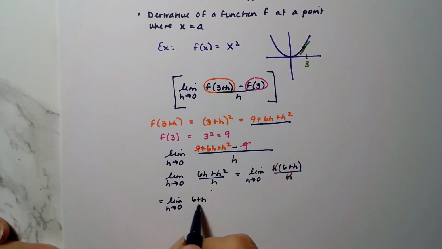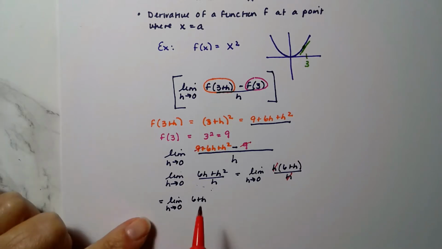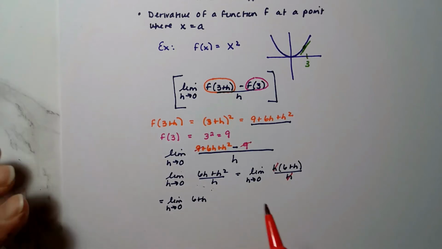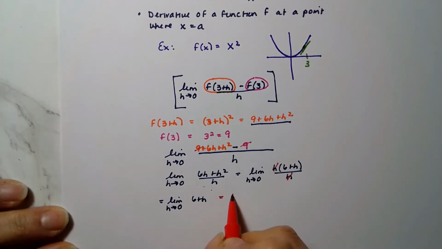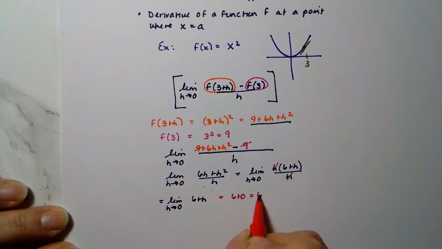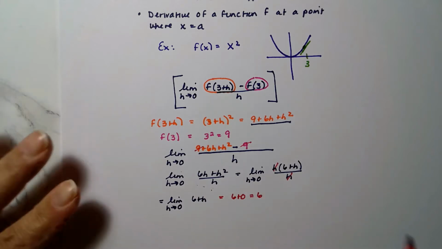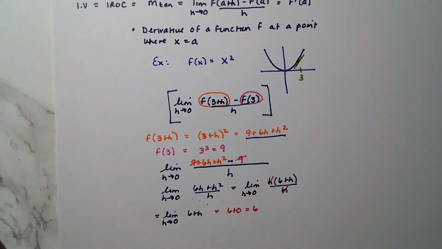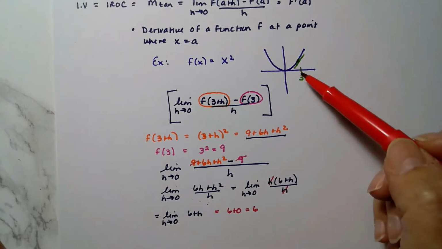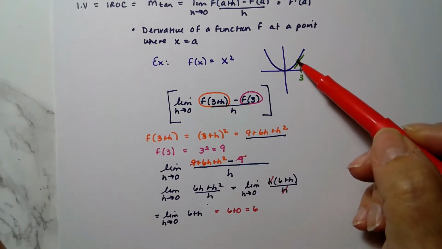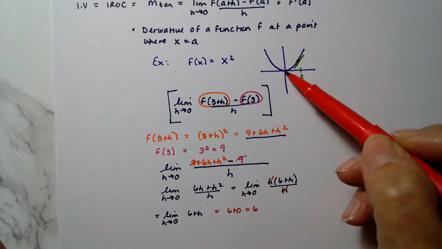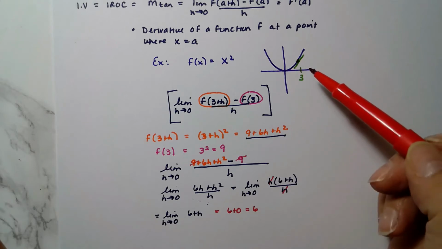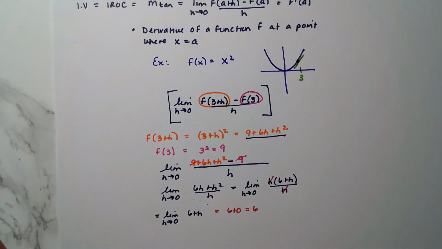I can't simplify this expression anymore, so now it's time to take the limit. And when we take the limit, it's just a matter of plugging 0 in for h. So this is going to be 6 plus 0, or 6. So the first derivative, or the slope of the tangent line, of this function x squared at the point where x is equal to 3 is roughly 6.